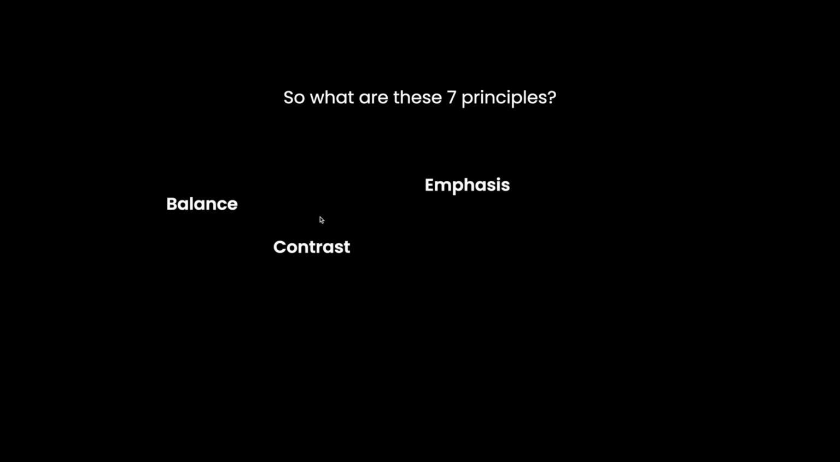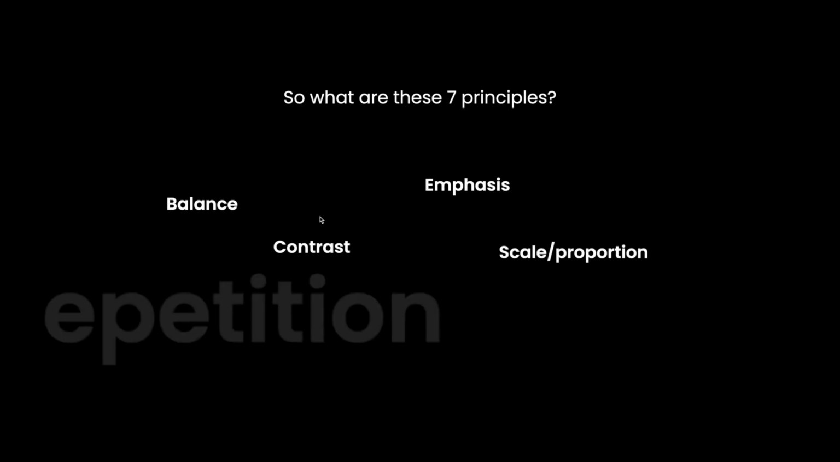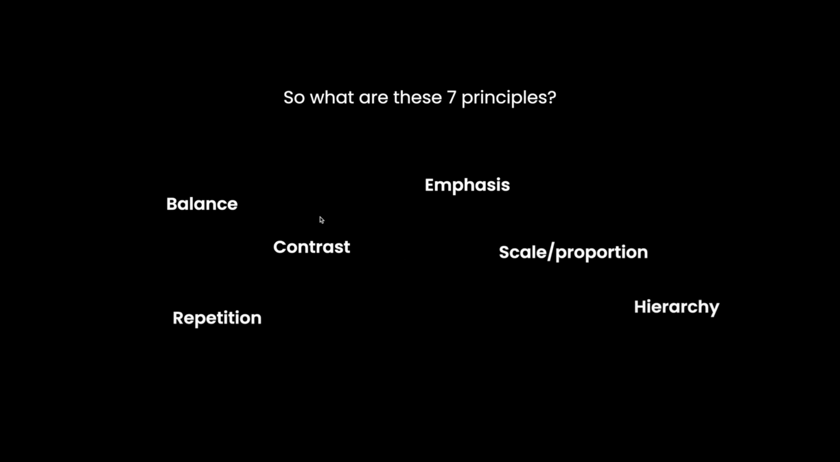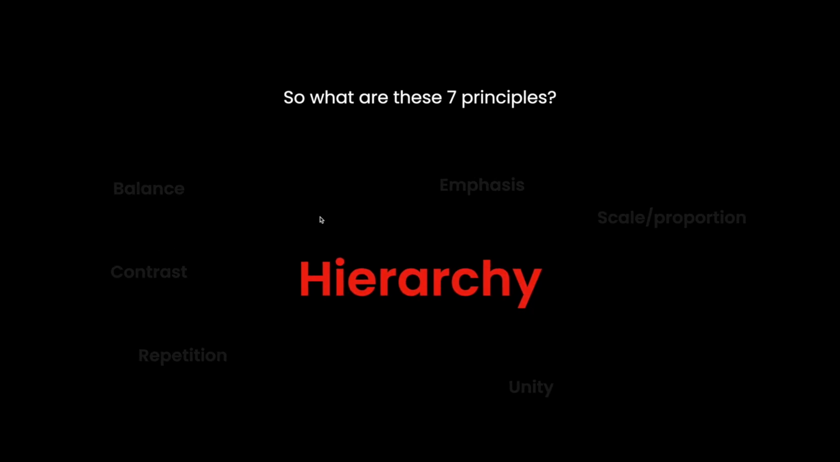So let's recap a little bit. There are 7 principles of design: balance, contrast, emphasis, scale and proportion, repetition, hierarchy, and unity. I've talked about the principles of balance and contrast in my last 2 videos. If you haven't watched those 2 videos, I highly recommend you go and check them out. They are super important. And in today's video, we're going to talk about the third principle, which is hierarchy.